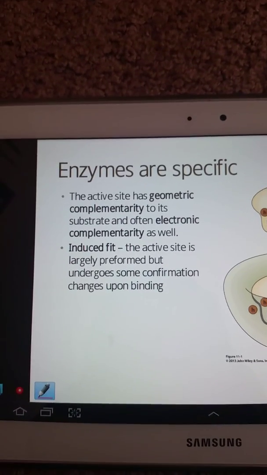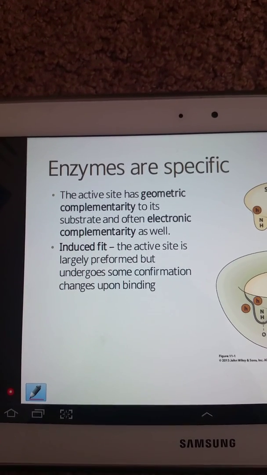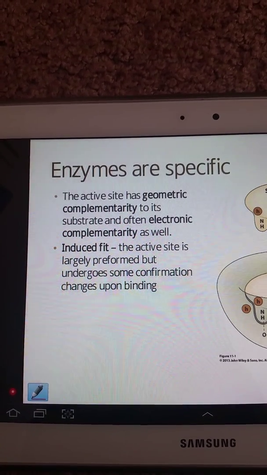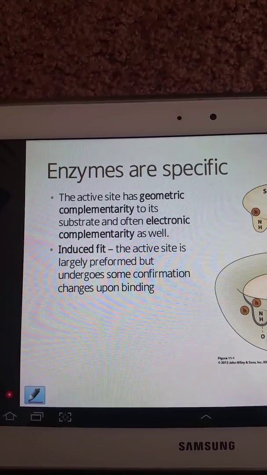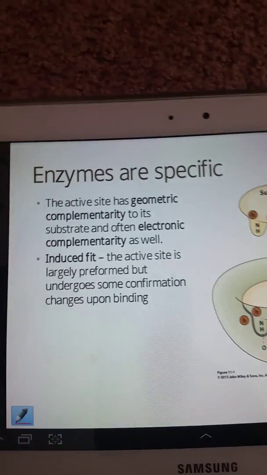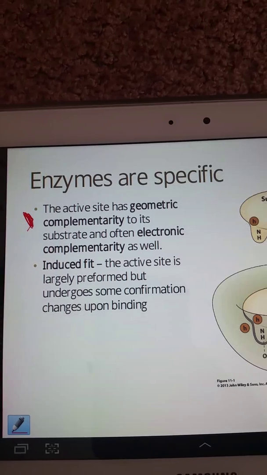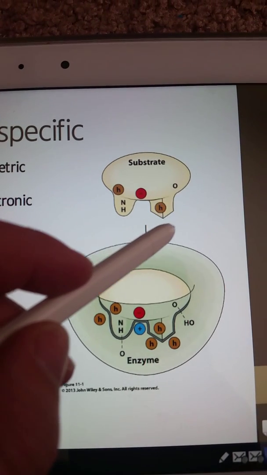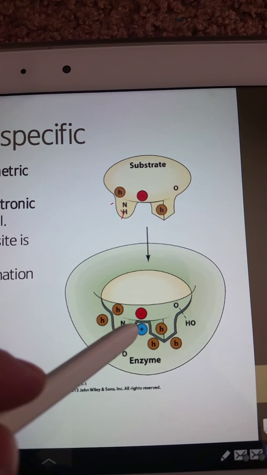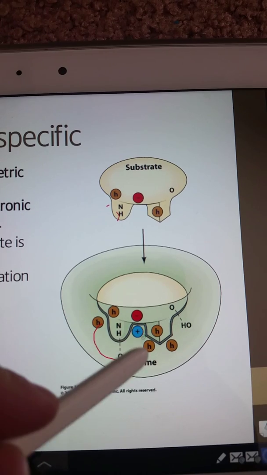So enzymes are specific. The active site usually has a geometric complementarity to its substrate and often has electronic complementarity too. A lot of times, we consider this the lock and key fit model. If we see here, you have a square and a circle, and then in the enzyme, we see that there is a cleft that's like a square or a circle already perfectly formed.